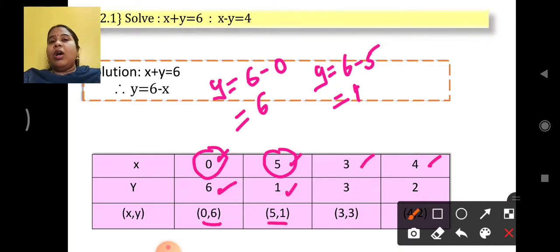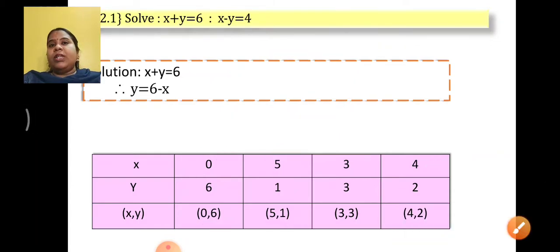Now it's no hard and fast rule. You are not absolutely going to learn these values. You can take 0, 1, 2, 3. You can take 0, minus 1, 2, 3. Whichever values you are comfortable. I have just taken 0, 5, 3 and 4, and accordingly I have found out the corresponding values of y. I hope this table is clear to you. This way, for the first equation, I will prepare my first table.